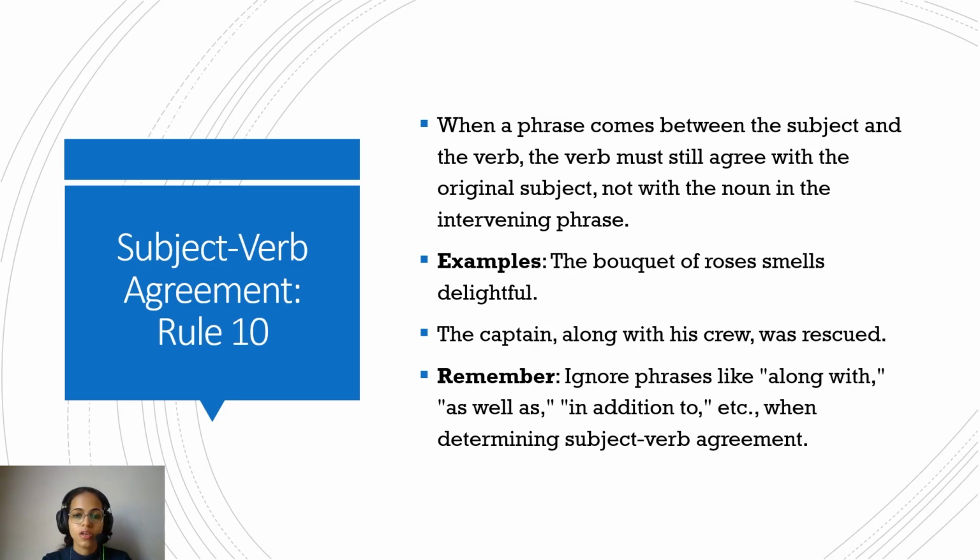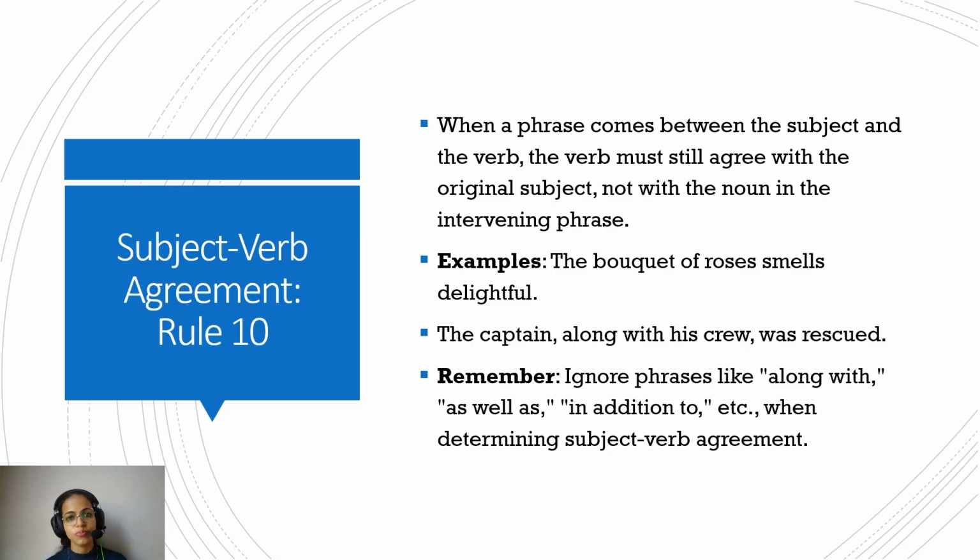Okay. Rule 10. When a phrase comes between the subject and the verb, the verb must agree with the original subject and not with the nouns in the intervening phrase. So again, since they are couple goals, even if some third grammatical device or some third part of speech tries to come in between, the agreement will still be with the original subject.